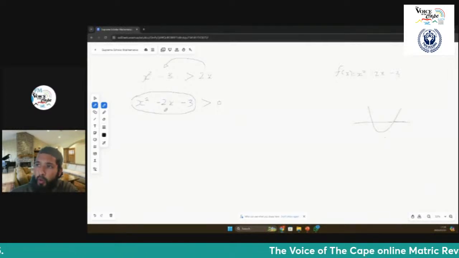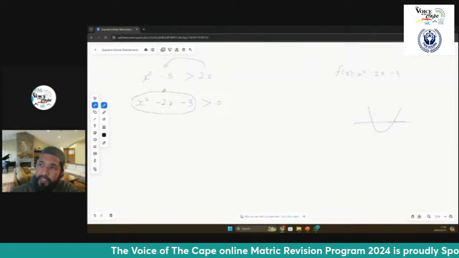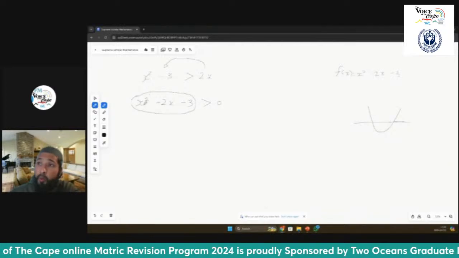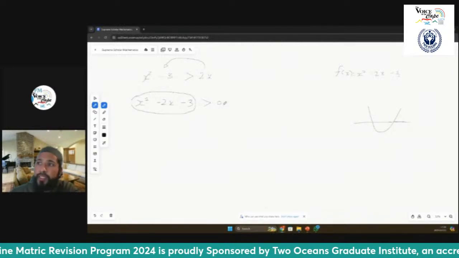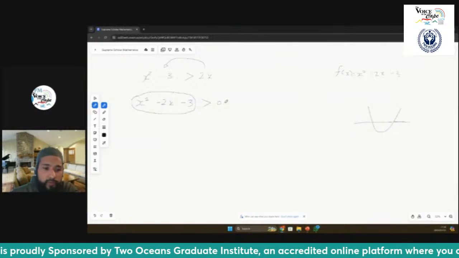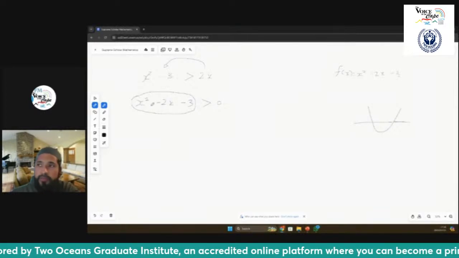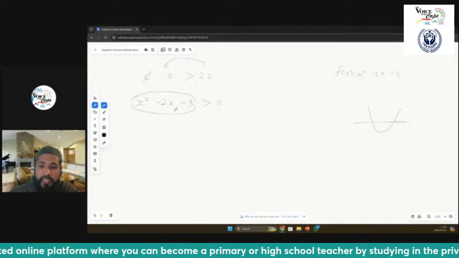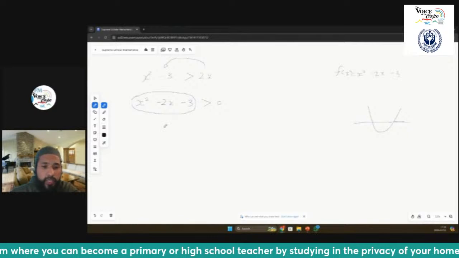So what this is essentially asking you in English is, this is some kind of function, right? We're asking, where is this function greater than 0? In simple terms, where is this function positive? Because anything greater than 0 is positive. That's what this inequality is asking: where is x squared minus 2x minus 3 positive? That's all it's asking in English.